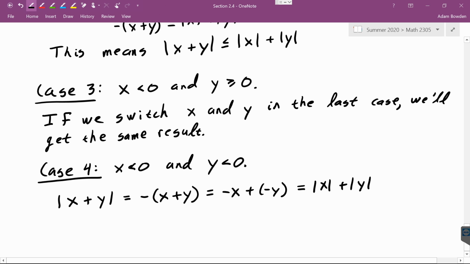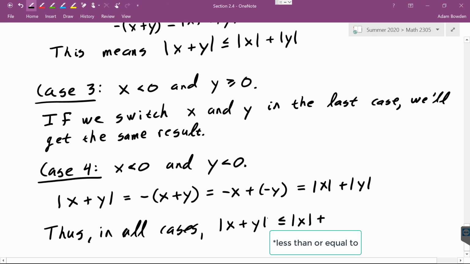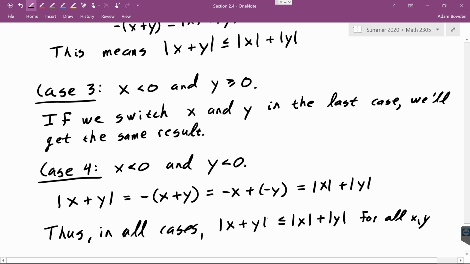Thus, in all cases, we have either less than or equal to. Thus, we can say that the absolute value of x plus y is less than or equal to the absolute value of x plus the absolute value of y for all those real numbers x, y in the real numbers.